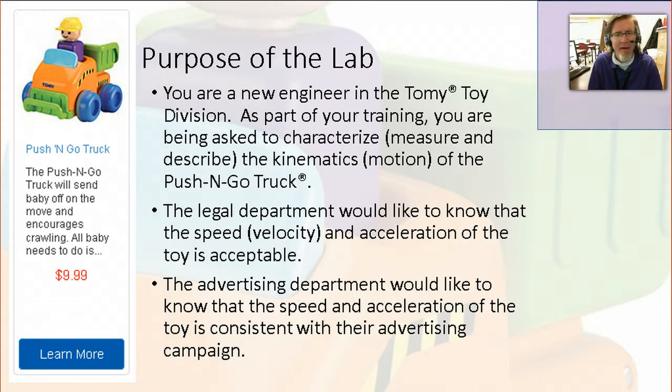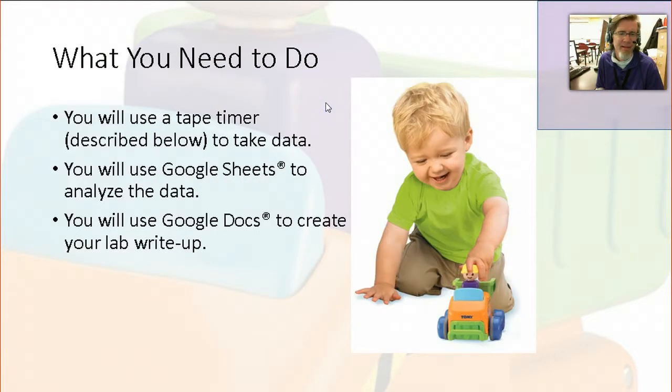Well, a couple people in particular: the legal department would really like to know that the toy is not going to be too fast to harm anyone or accelerate too fast to harm anyone. And the advertising department would like to know that if you say on your website or in advertising that a crawling baby can use this toy, then it should probably not be too fast to get away from the baby, and it should be an entertaining play experience. So that's kind of the idea behind this lab.